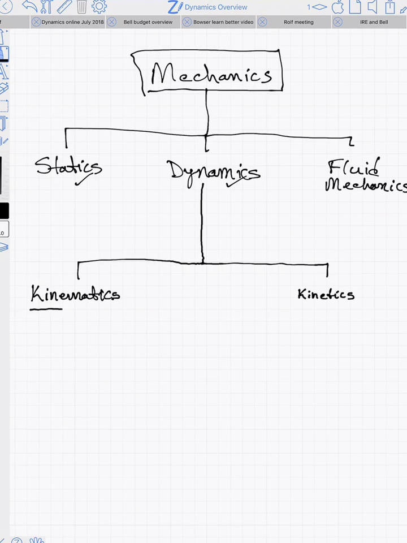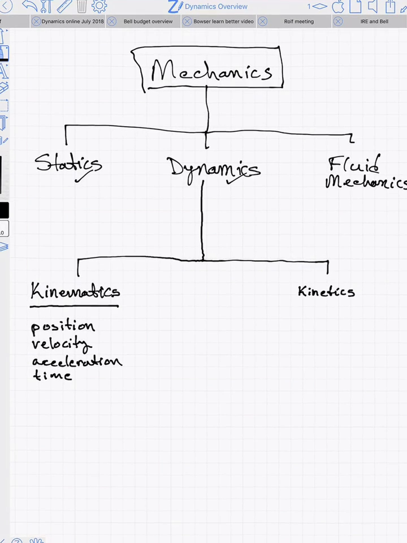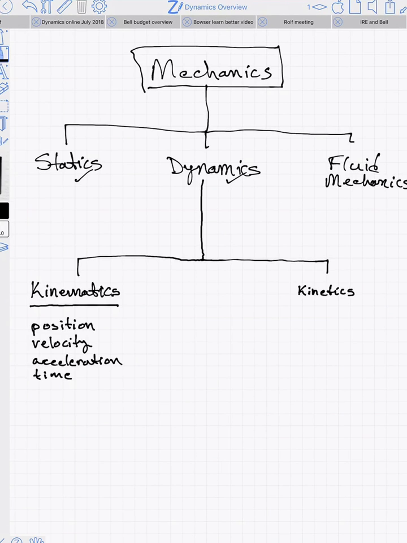Now, you've had physics and you've learned kinematics in physics before. So the things that are discussed in kinematics are the position of an object, its velocity, and its acceleration, and how all of those are related with respect to time. So notice, in position, velocity, acceleration, and time, there's nothing to do with force and nothing to do with mass.